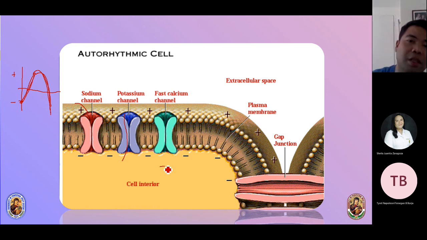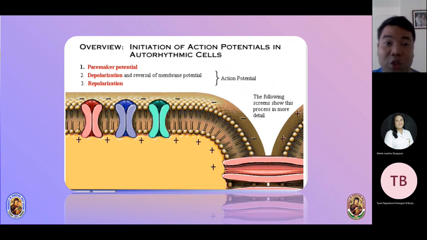So, let's discuss in detail. What are those three? You have number one, pacemaker potential. Number two, depolarization. And number three, repolarization. This means one was inserted. Instead of only depolarization and repolarization, first you have your pacemaker potential.